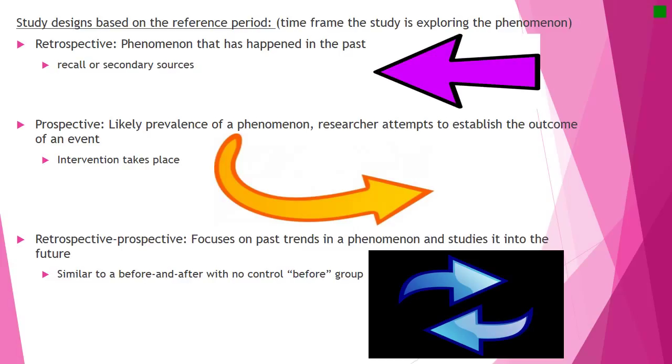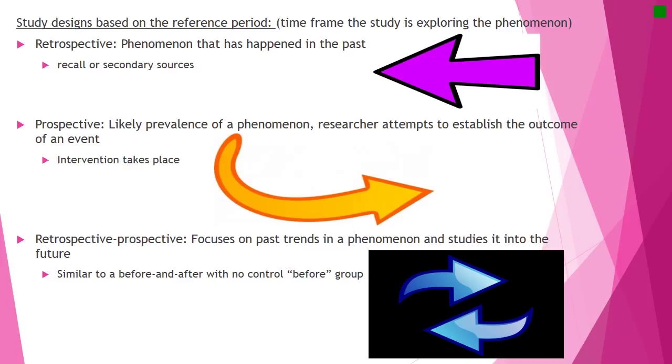So another way you can classify is by the reference period. Retrospective would be a phenomenon that happened in the past. Prospective would be a likely prevalence of a phenomenon, so you attempt to establish the outcome or event, and this is usually where intervention takes place.